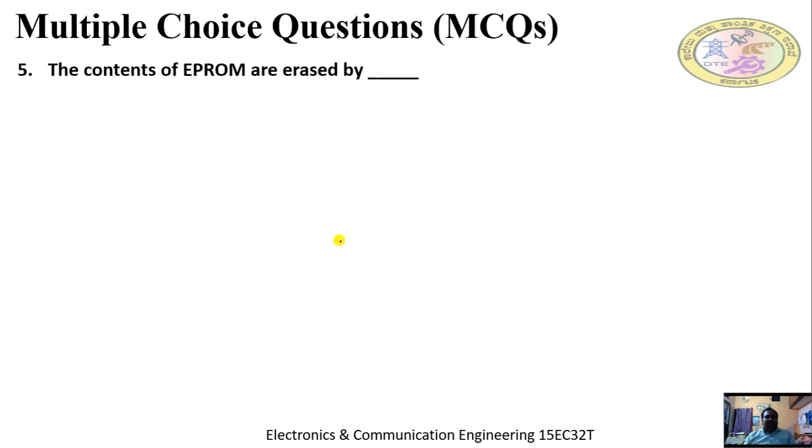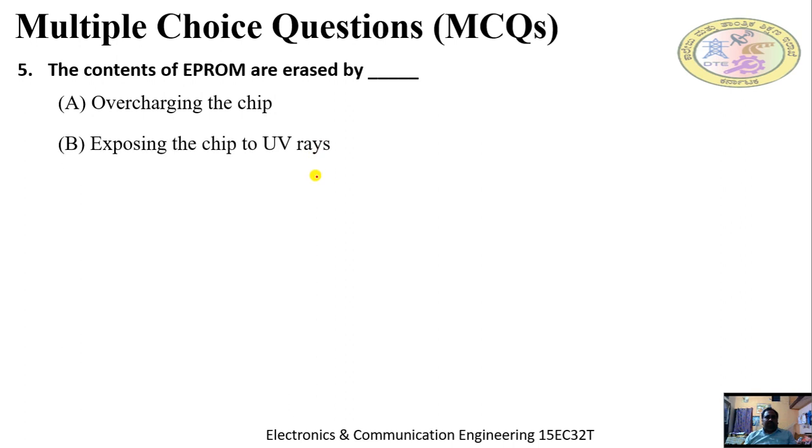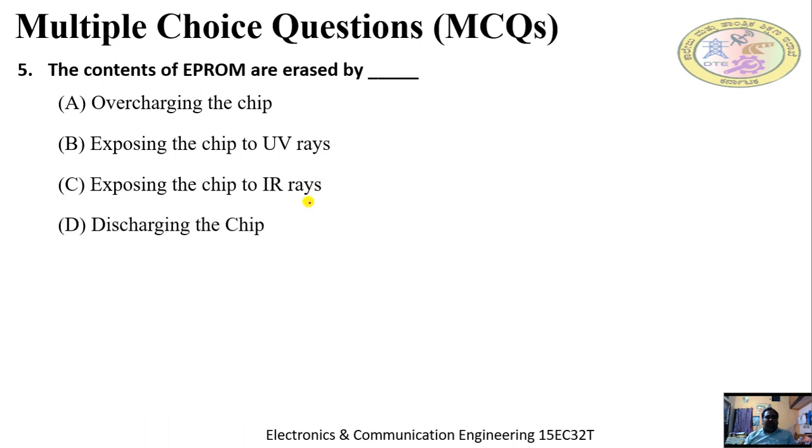The contents of EEPROM are erased: first option, by overcharging the chip; second option, by exposing the chip to UV rays; the third one, exposing the chip to IR rays, that is infrared rays; and the fourth one, discharging the chip. The answer would be the second one, exposing the chip to ultraviolet rays in a separate environment.